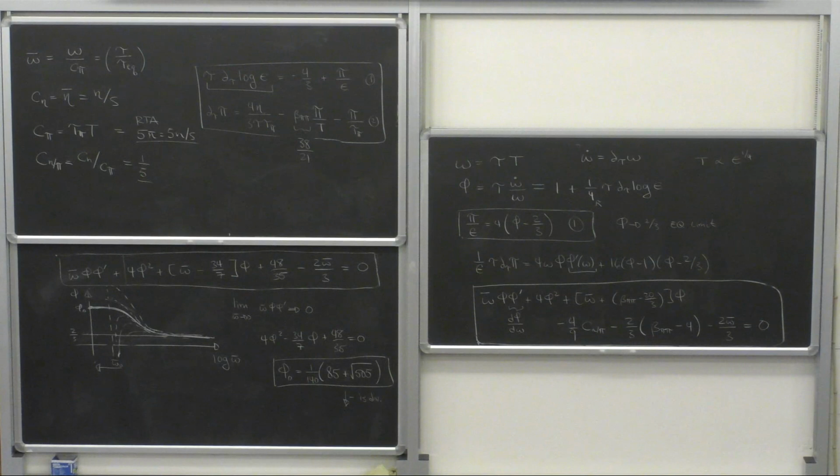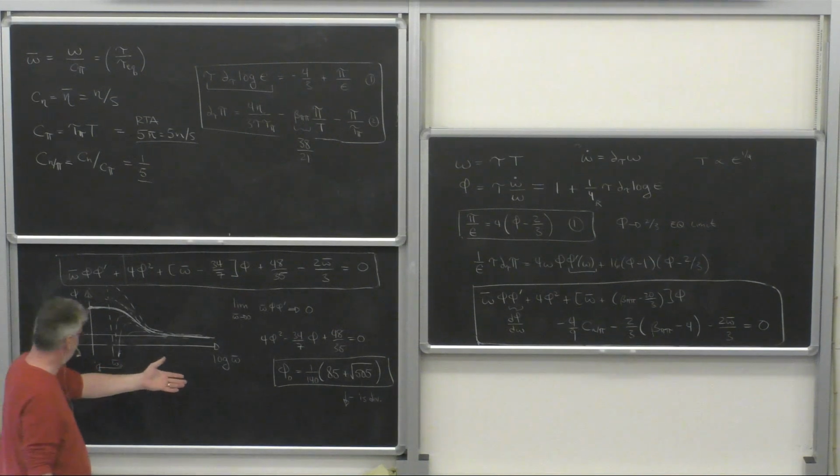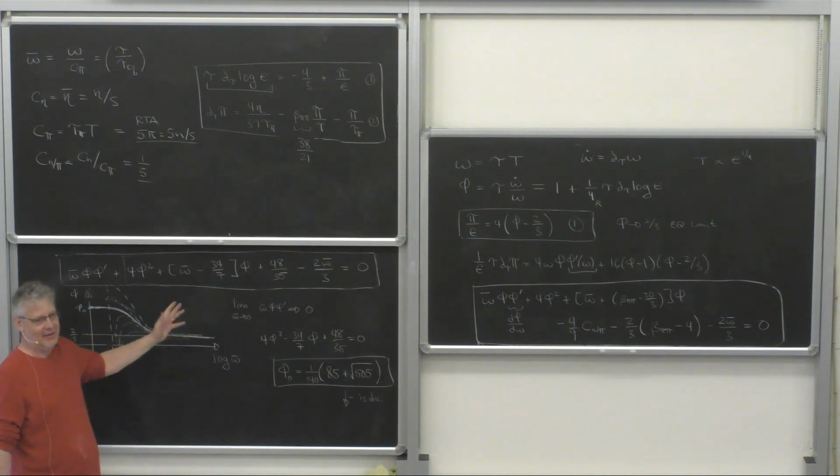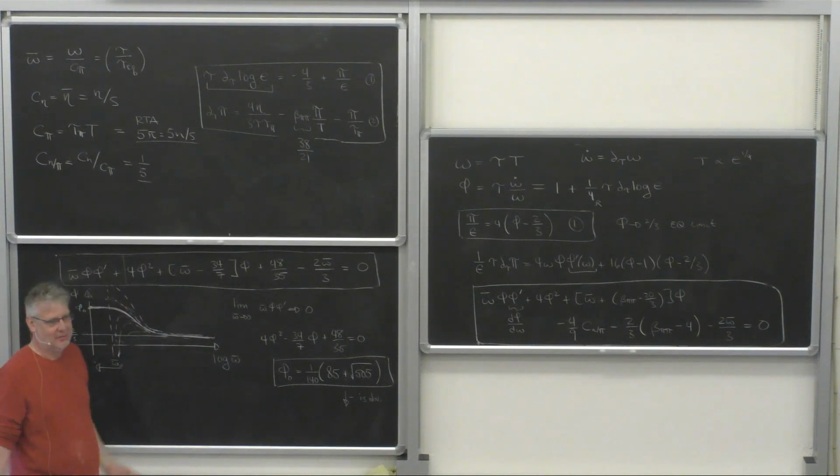The minus solution has a negative phi naught, and it doesn't connect to this late time equilibrium limit. You can never get there from the late time equilibrium limit. It's just unphysical. You just can't use it. It's not connected to reality.